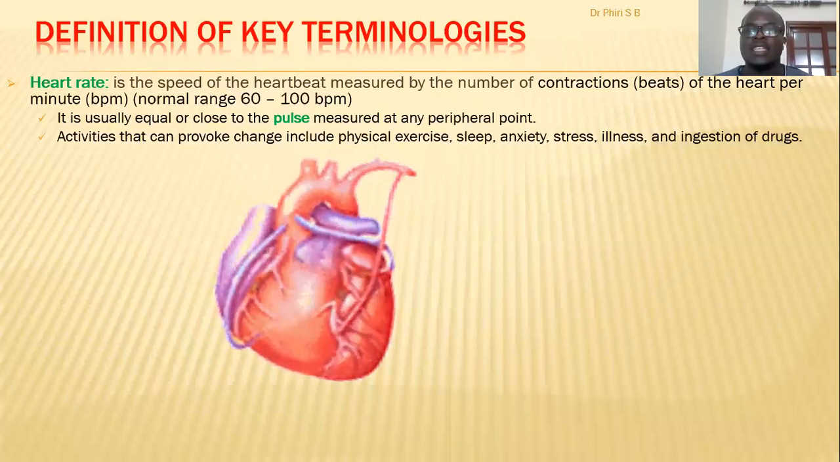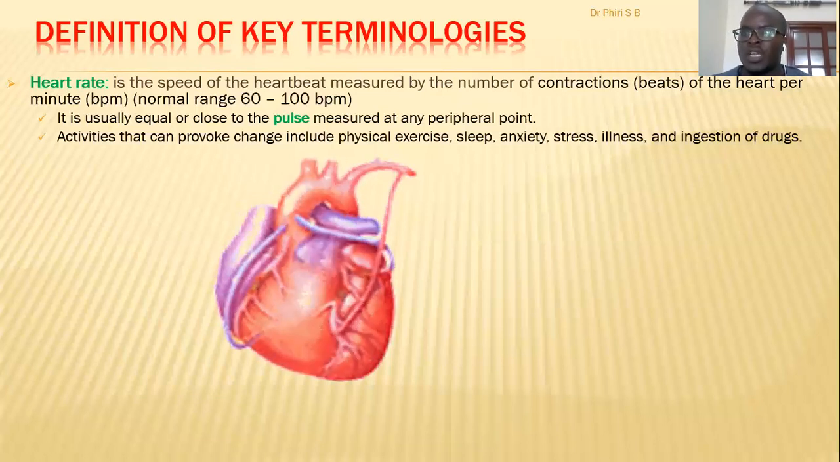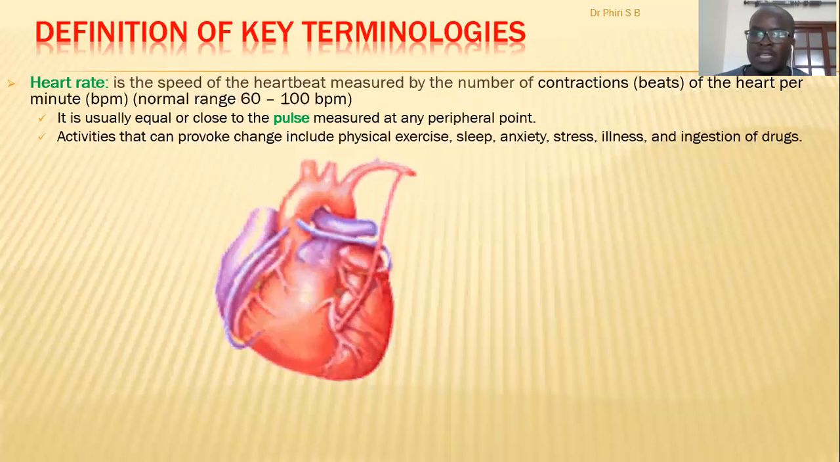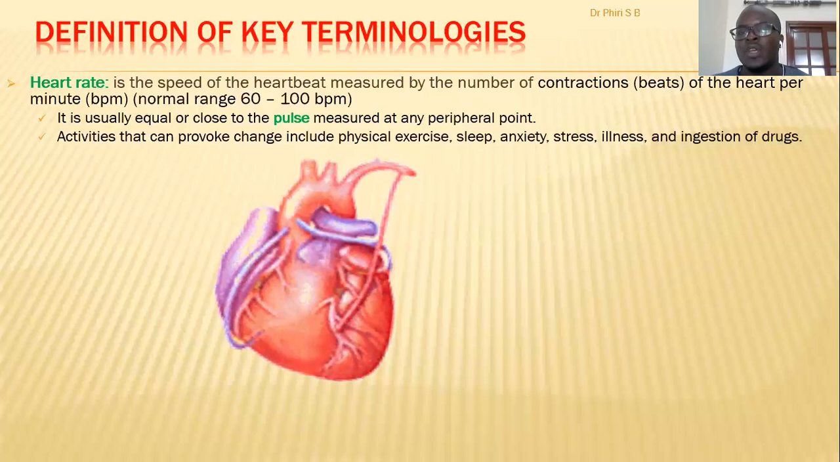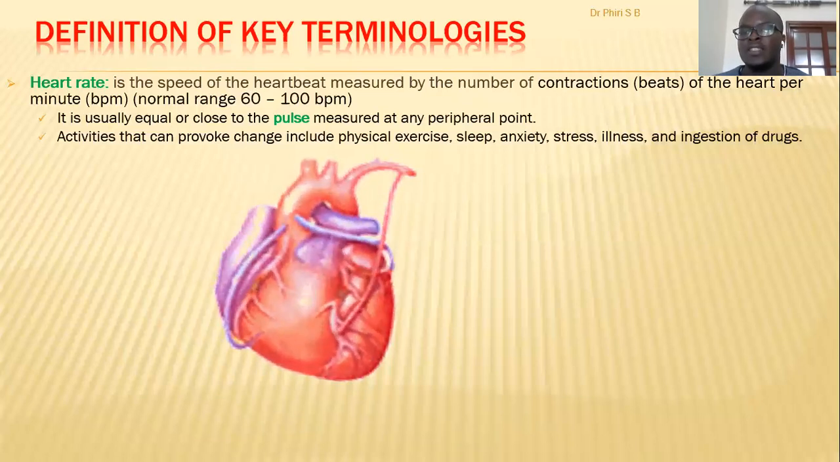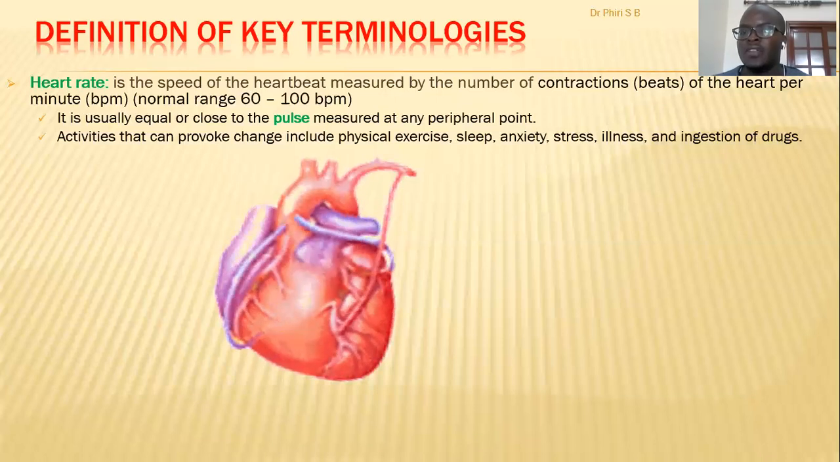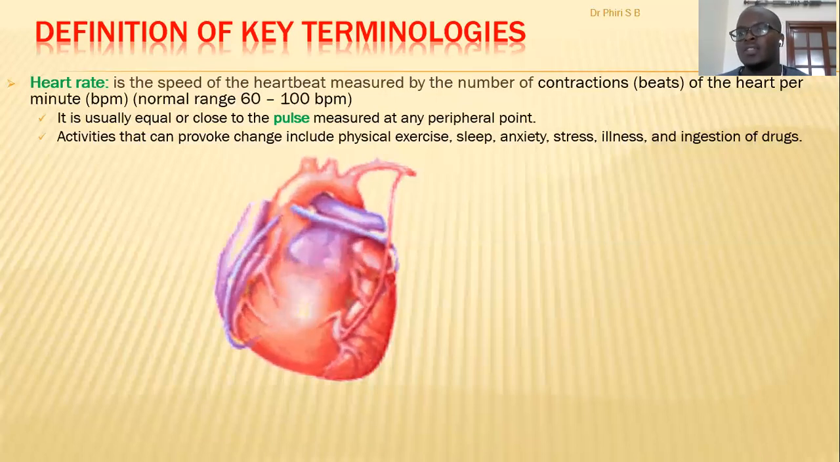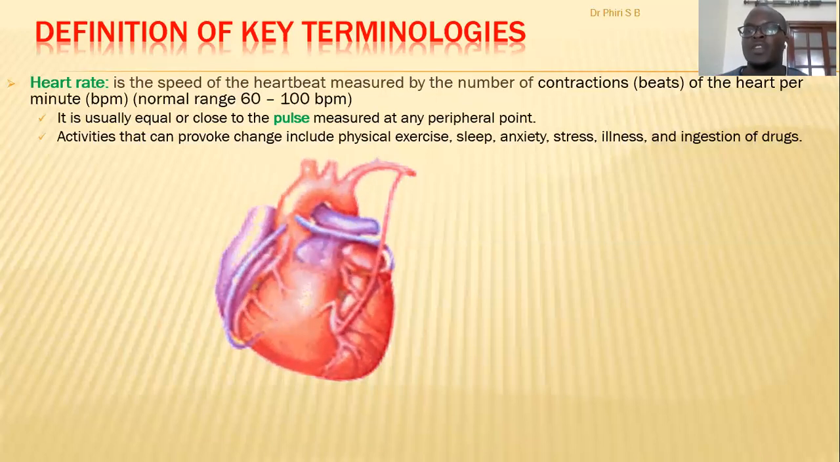Okay, so there are certain activities that can increase or reduce the heart rate depending on their effect on the heart. You have activities like physical exercise that can result in an increase in the heart rate. You have sleep, which decreases heart rate, and anxiety and stress, which can also increase the heart rate. Illness, some can increase, some can decrease the heart rate. Then ingestion of certain drugs. So you have drugs that can have a positive effect or a negative effect on the heart. So it can increase the heart rate or reduce the heart rate.